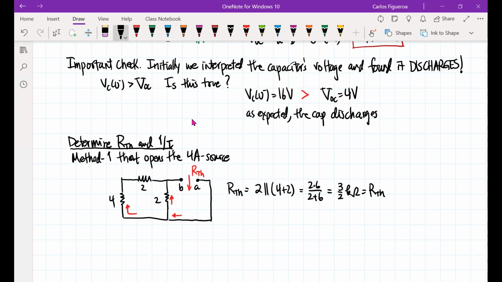Now I want to determine 1 over tau. So 1 over tau is going to be 1 divided by RTH times C. Now I'm going to start putting in my values. Instead of 3/2, when I put it in the denominator, it becomes 2/3 K. And then my capacitor is 100 microfarads. When I compute that, I get 20 over 3 hertz for 1 over tau.